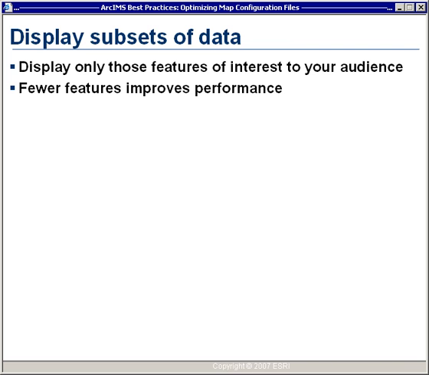One way to improve performance is to include only subsets of data. You want to display only those features of interest to your audience. A data layer may have many thousands of features, but your audience may be interested in only a subset. Also, the fewer features that are retrieved, the better the performance. Remember, you need to balance the number of features with the performance of your request.